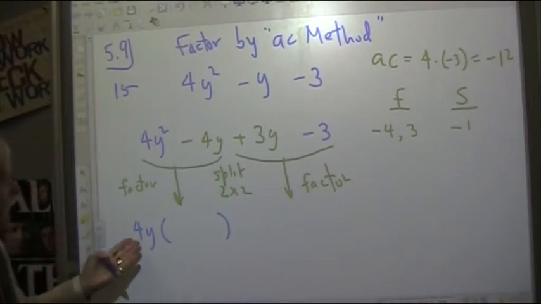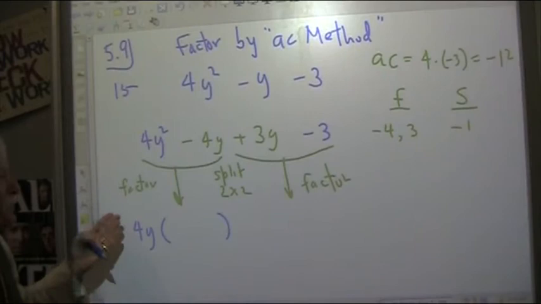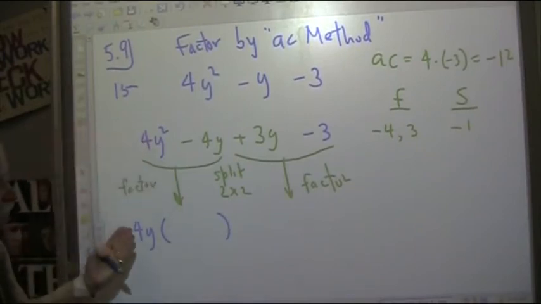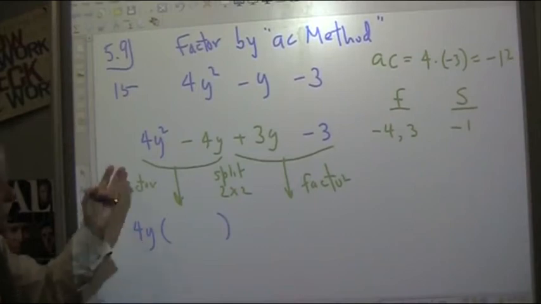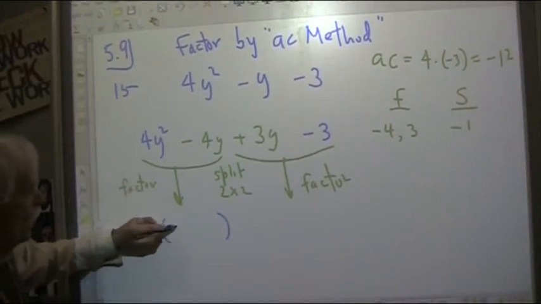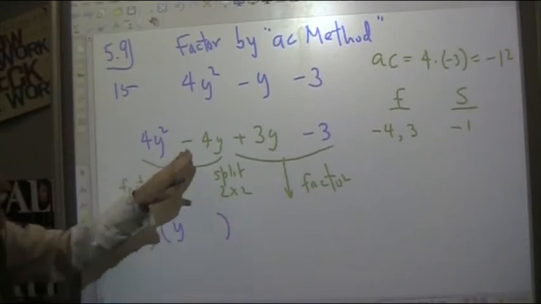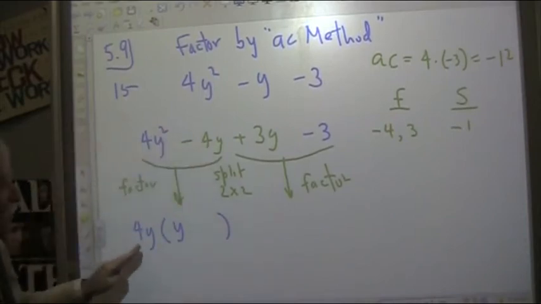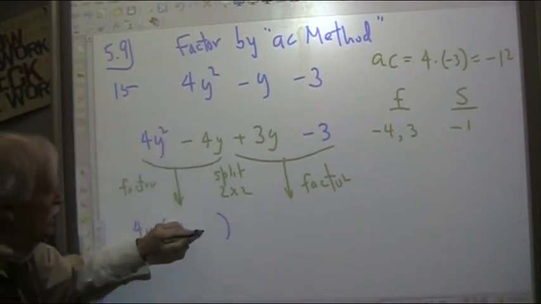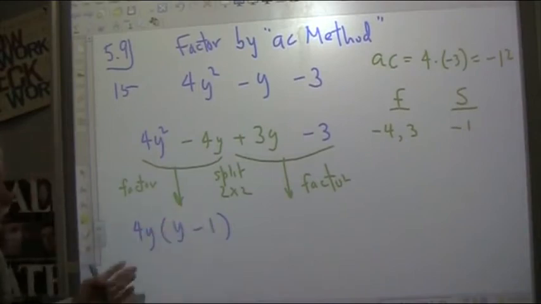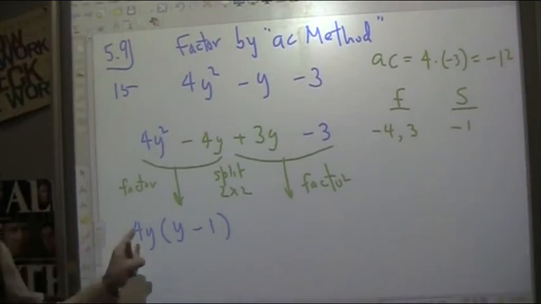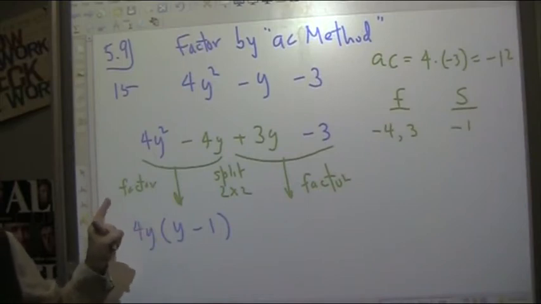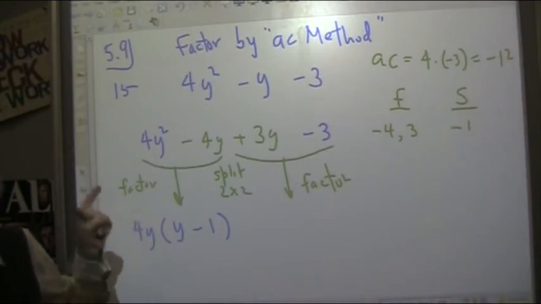We have to find out what remains after we divide the 4y squared by the GCF 4y. And what's left over? Y. Okay. And after we divide the negative 4y by the 4y, what's left over? Negative 1. All right. Now what do we do? The other side. Check. You must check after every aspect of a factorization problem.